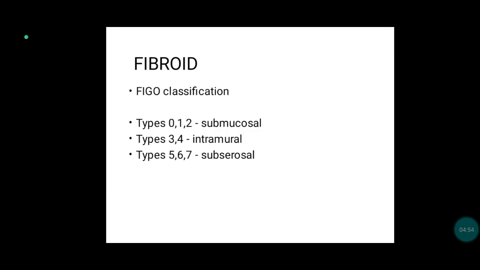So to recall again, type 0 is completely intracavitary, that is it will be a stalk. Type 1 more than 50% is intracavitary. Type 2 less than 50% is intracavitary. Type 3 intramural but touches the mucosa. Type 4 pedunculated subserosal. So here types 0 and 1 can be removed hysteroscopically. Type 2 cannot be removed hysteroscopically.